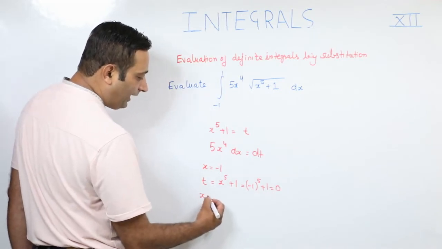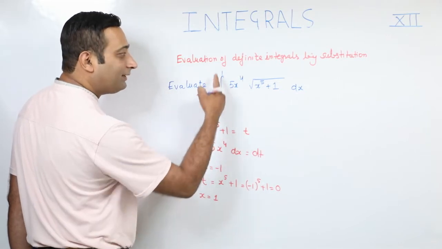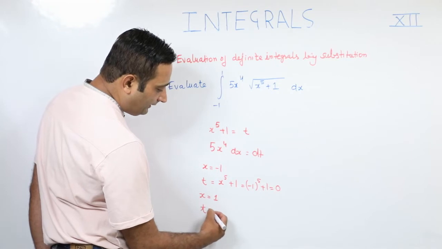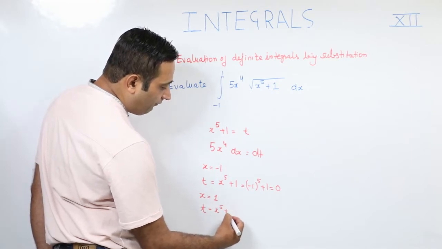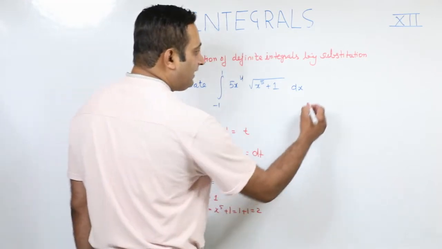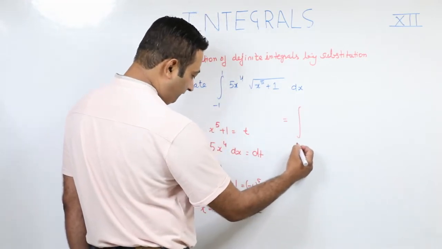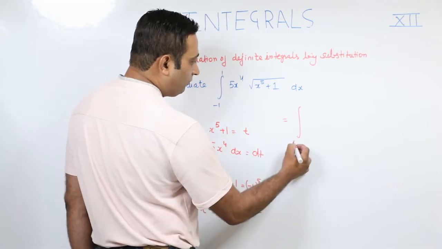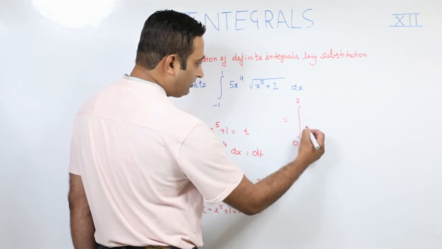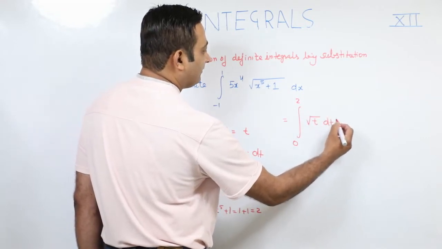And when we put x equal to 1, that is our upper limit, and this is the lower limit. Now when x is equal to 1, then t would be equal to 1 plus 1, that is equal to 2. So we'll change the whole question, and the limits would be from 0 to 2 and the function would be changed to root t dt, right?